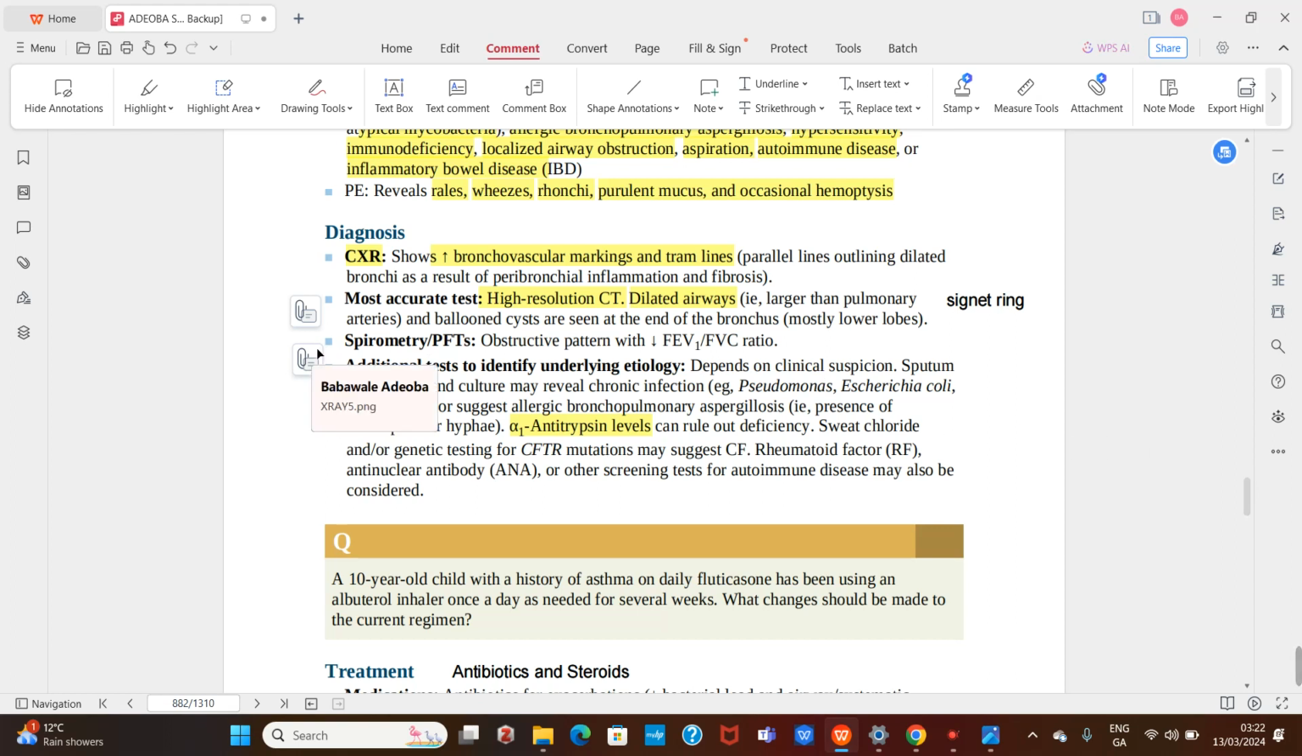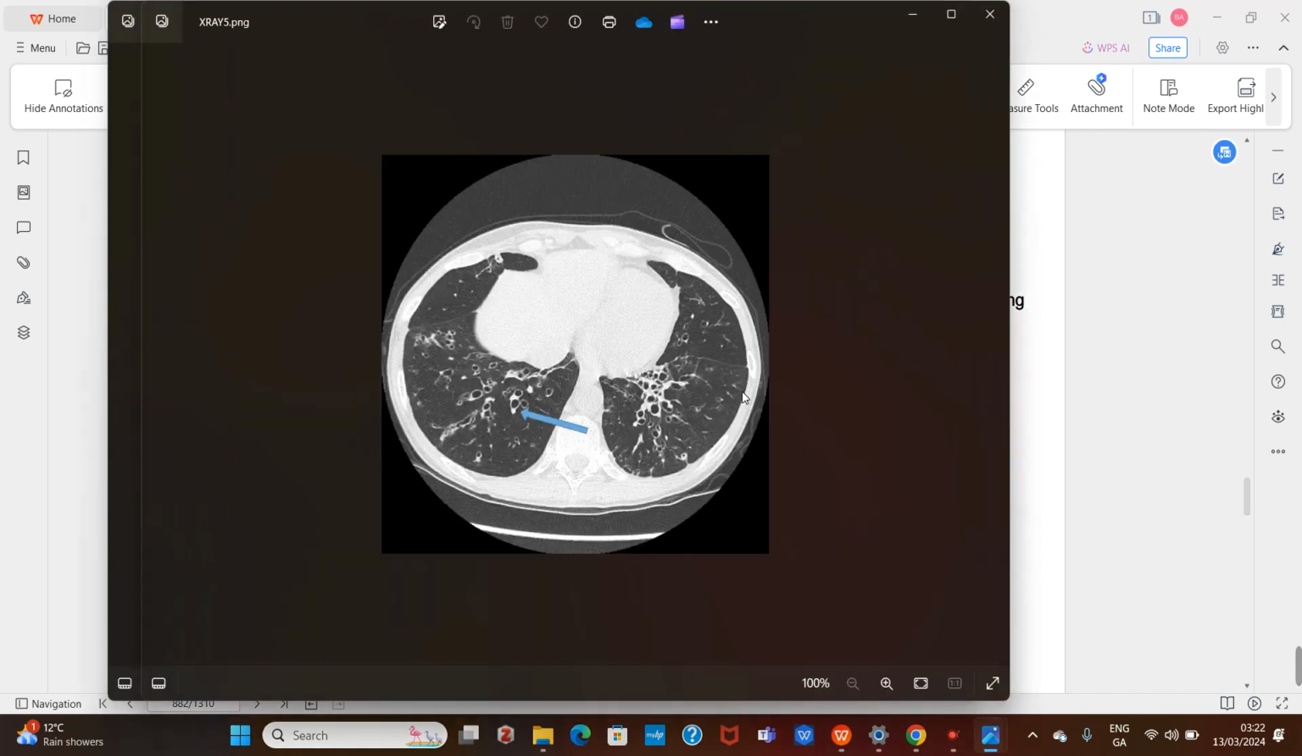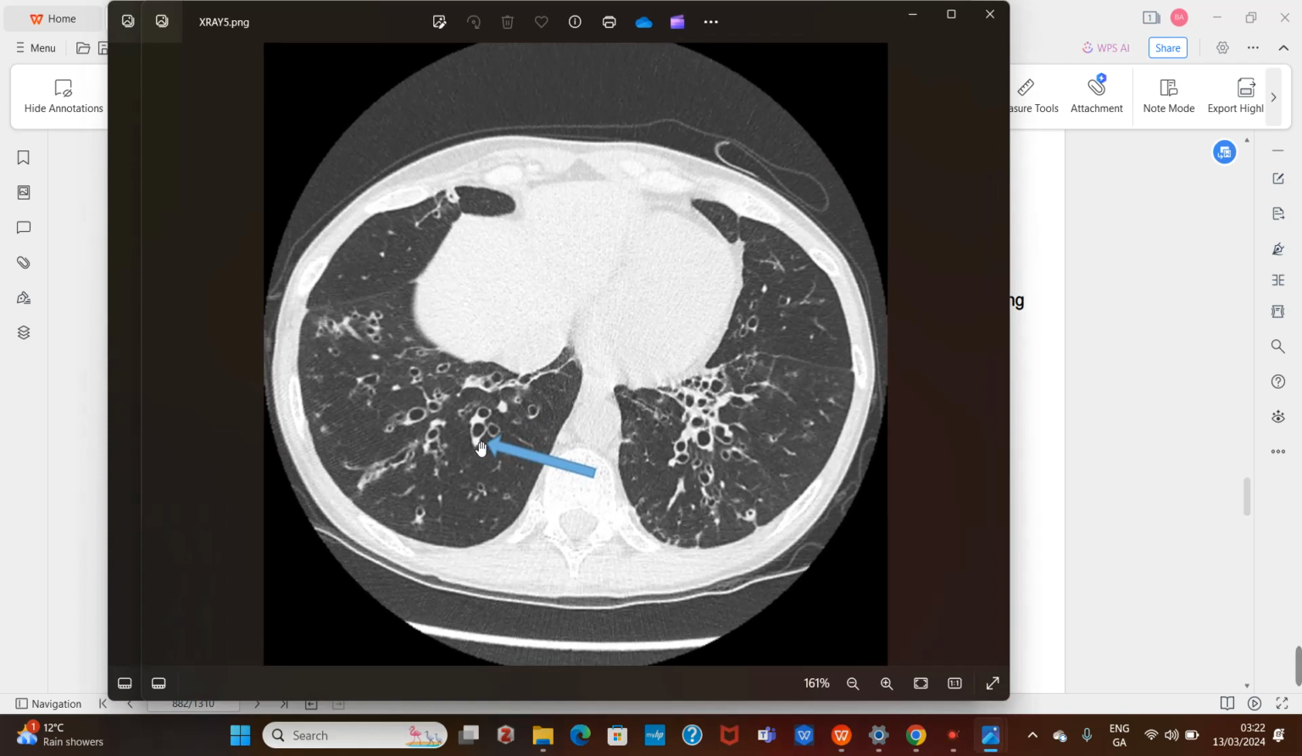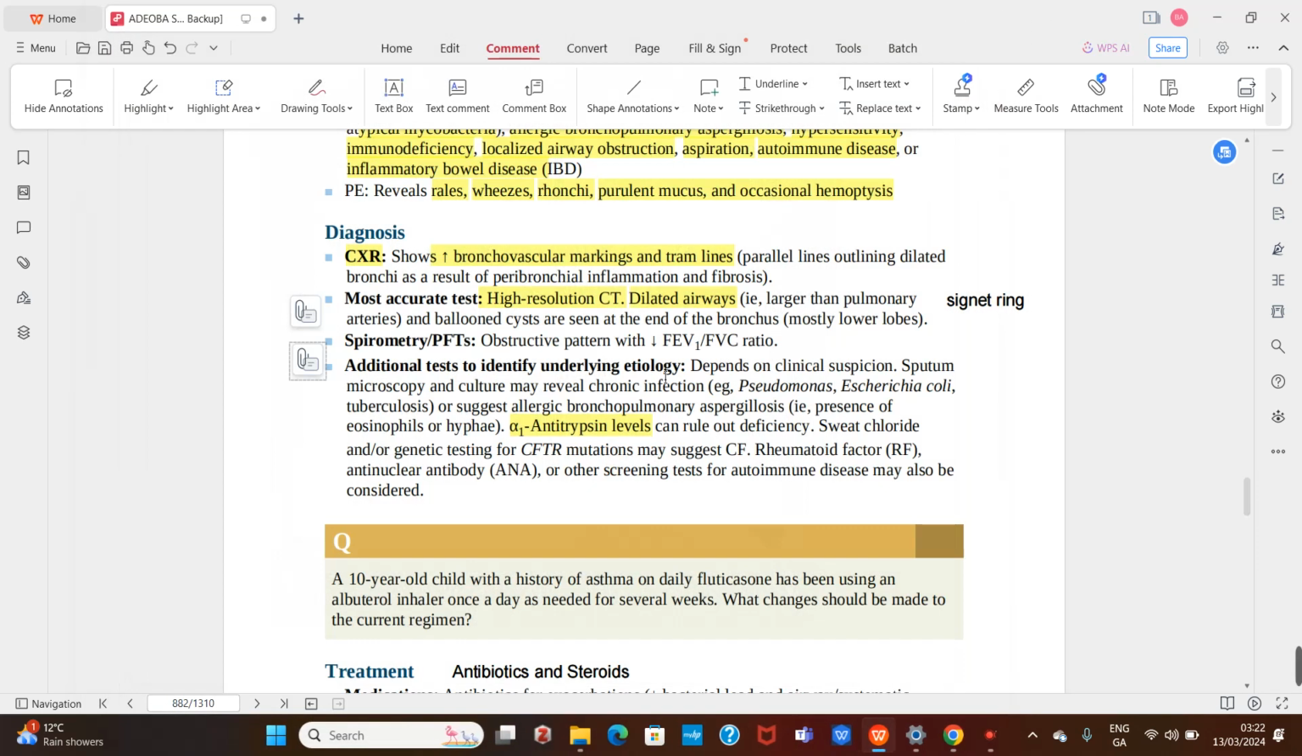So let me see what I have here. I think this is an X-ray finding. Oh, this is not X-ray, this is still CT. We can see here very well that this one is bigger than this. You can see that the airway is greater than the pulmonary vasculature. So that's in keeping with what we have in bronchiectasis.